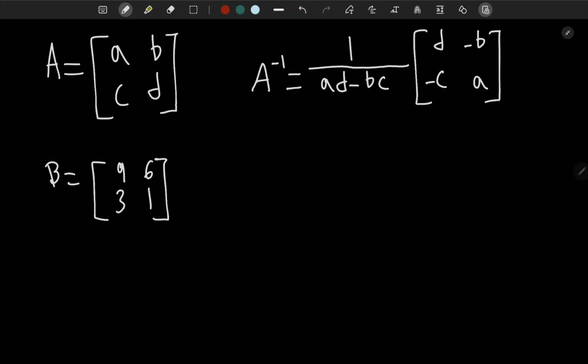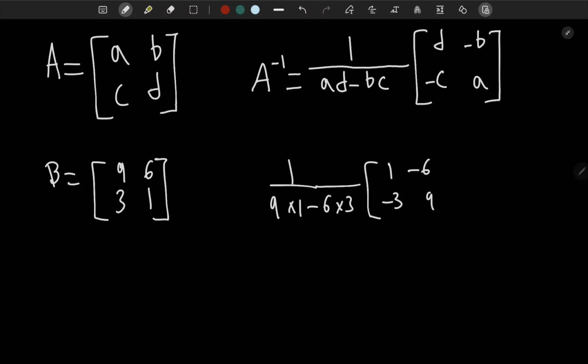So here we have another matrix B, which is 9 6 3 1. So let's use the same formula again. So 1 over A, which is 9, times D, which is 1, minus B, 6, times C, 3, and then we write D, which is 1, minus B, which is minus 6, minus C, which is minus 3, and then the last thing here is A. So you can notice that we are just switching A and D. So a simpler way to remember this is we're switching A and D, and we are reversing the signs of C and B. So that's it, and this is also really easy to remember.